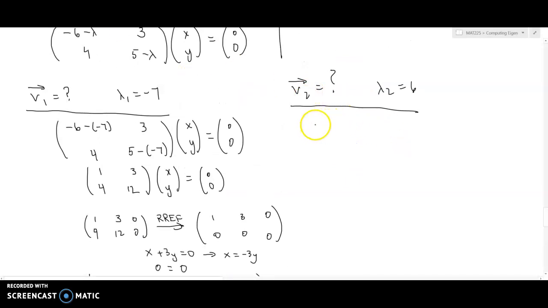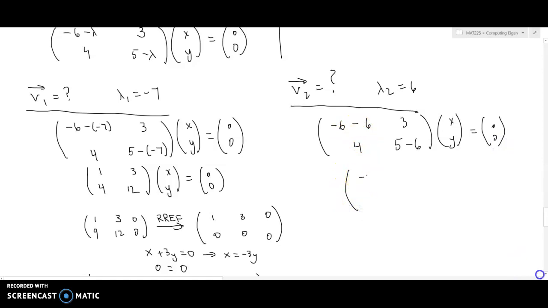So for v2, we'll have negative 6 minus 6, 3, 4, and 5 minus 6 times x, y equals 0, 0. And so that gives me a negative 12, 3, 4, and negative 1. And at this point, again, I should just be able to confirm that the determinant is in fact 0. So negative 12 times negative 1 is positive 12, minus 4 times 3 is 0. So that's a good sign. That means we're bound to get infinitely many solutions.